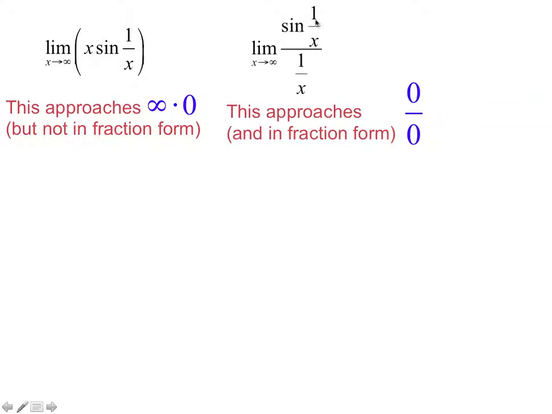So the derivative of sine of 1 over x, we need a chain rule here, okay, is cosine of 1 over x times the derivative of 1 over x, which is minus 1 over x squared. And then the bottom here, notice it's the same pattern. The derivative of this, because this is x to the minus 1, is minus 1 times x to the minus 2, or minus 1 over x squared.